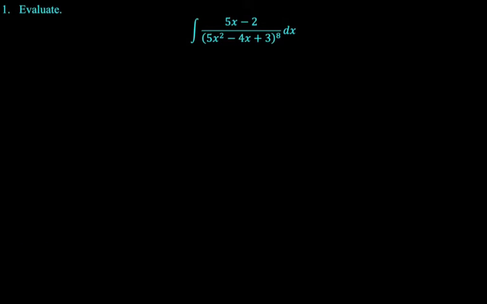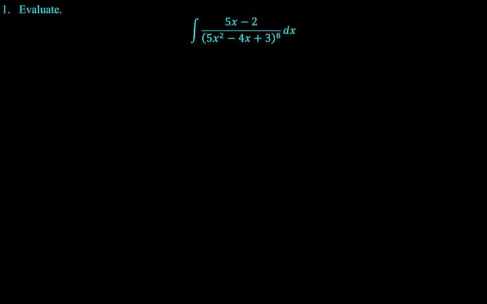Let's take a look. Number one, we want to evaluate the integral of 5x minus 2 over the quantity 5x squared minus 4x plus 3 all to the 8th dx. This to me looks like a classic u-substitution problem where you want to make u the thing in parentheses, preferably to the highest power, or the thing in the denominator.